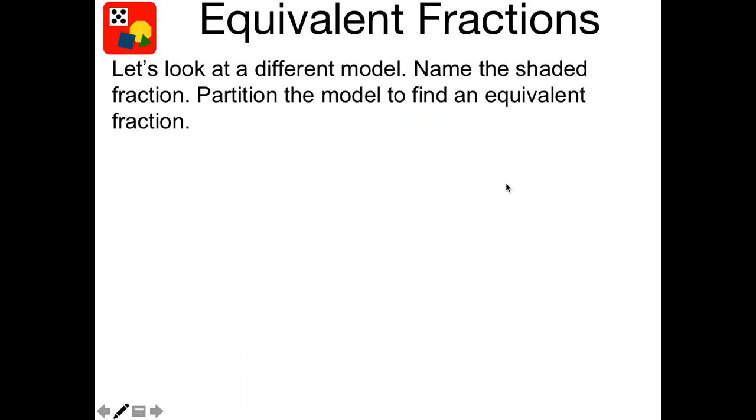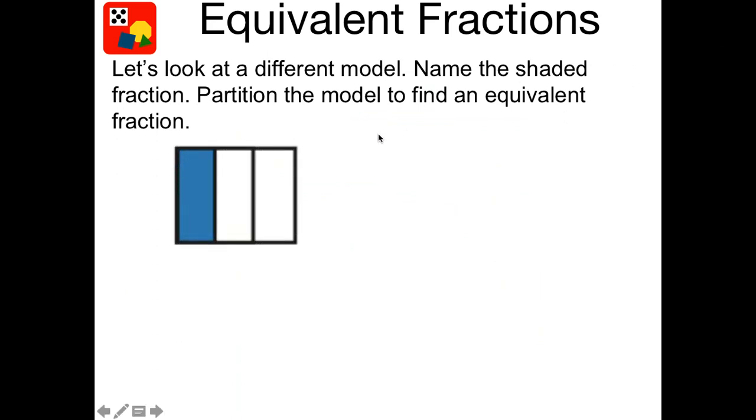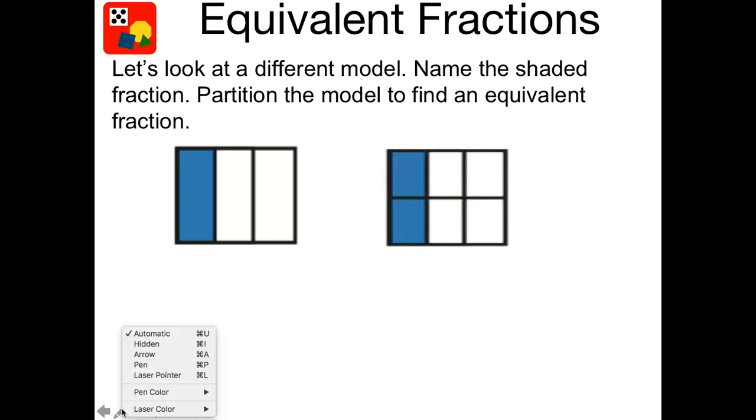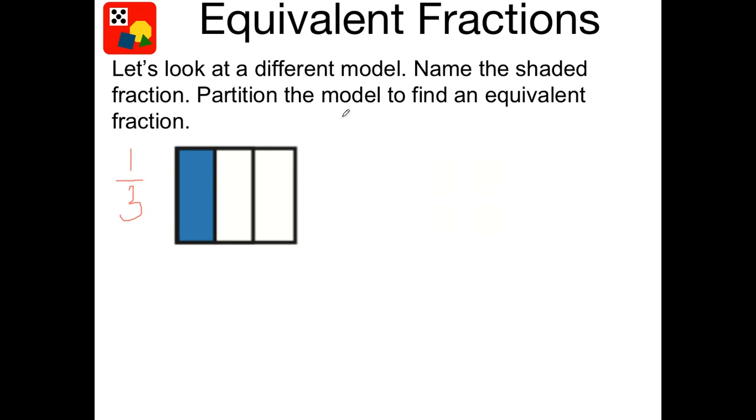All right, let's take a look at a different model. All right, name the shaded fraction. Okay, if you named 1/3 on this first model, right, you are correct. So there are 3 equal parts, and one of them is shaded. So let's look at the second picture. Partition the model to find an equivalent fraction.